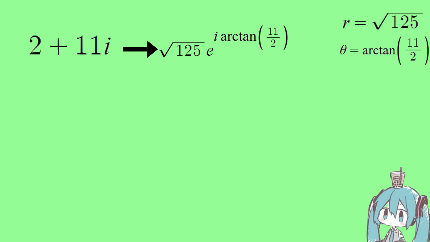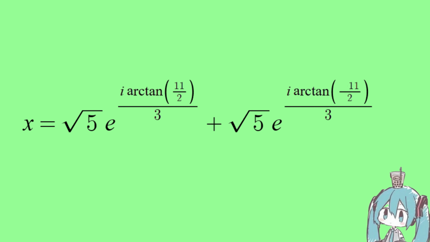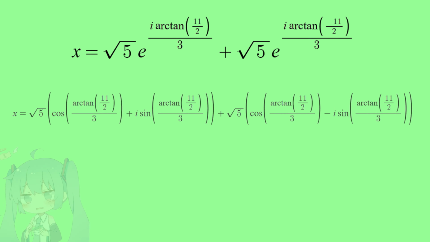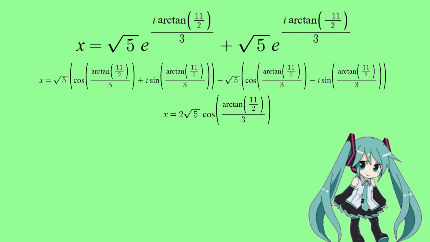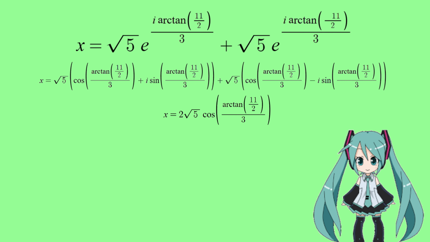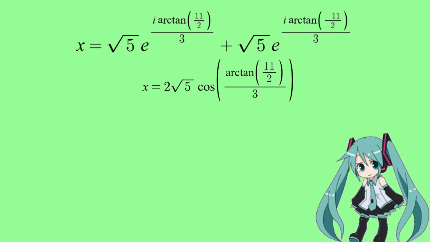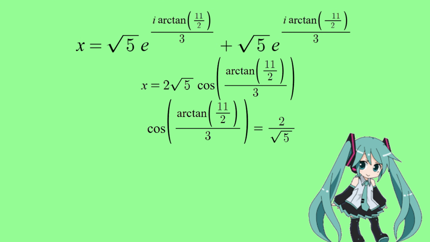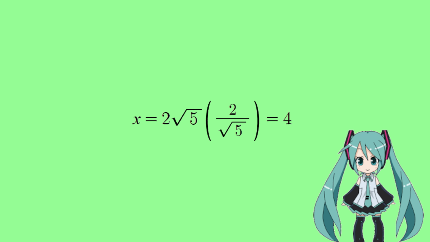So, after replacing everything inside the cube root, we get all of this. This is scary. Well, let's just simplify everything and hope it isn't as scary as it is right now. Oh, look at that! Everything simplified perfectly, and now we just have 2 root 5 times cosine of arctan 11 over 2 divided by 3. Woohoo! And after a lot of simplifying and manipulation, we see that the cosine is equal to 2 divided by root 5, which simplifies to 4.